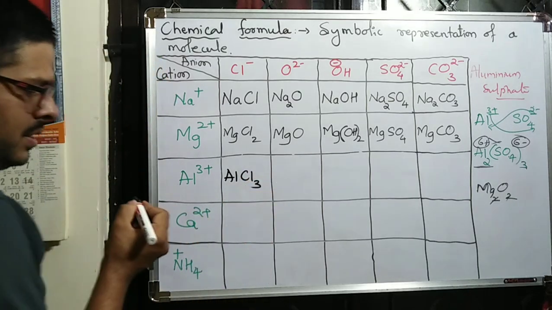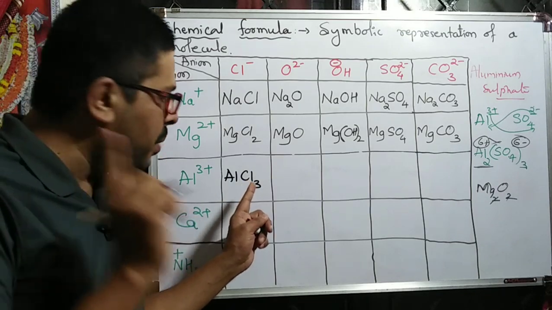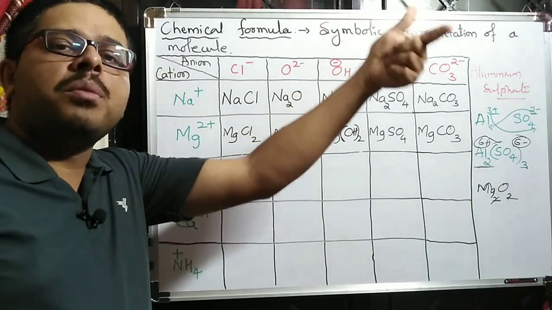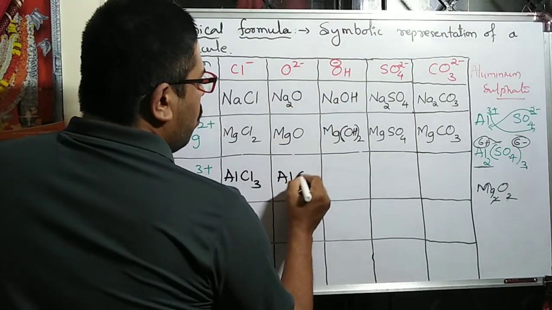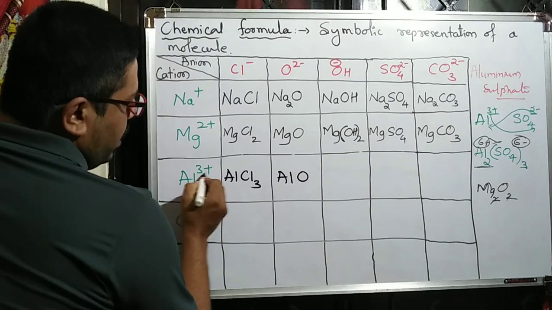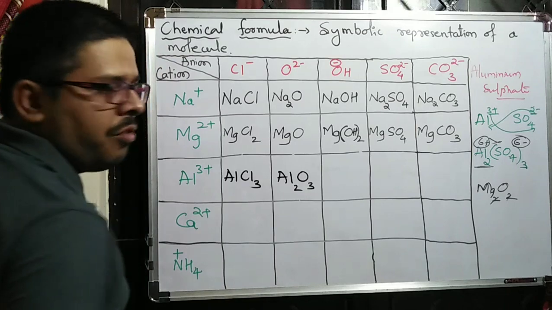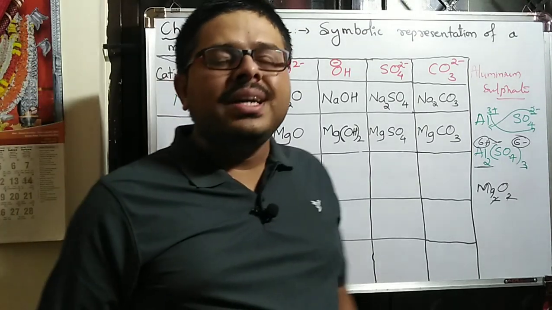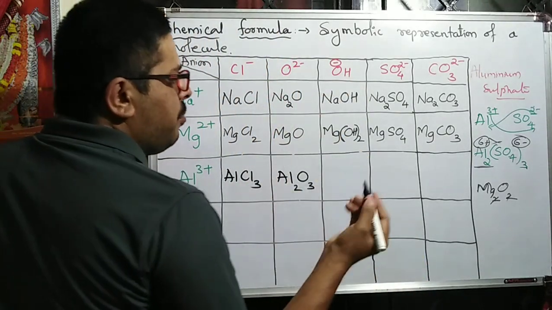Now, let us write aluminium chloride: AlCl3. It is not in a bracket, because Cl is an ion formed from a single atom. So for aluminium oxide, 3 you write here, 2 minus you write here, and the formula becomes Al2O3, very simple. Aluminium oxide formula is Al2O3, remember.